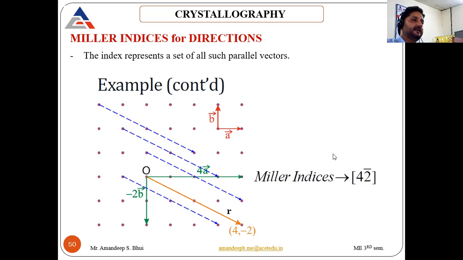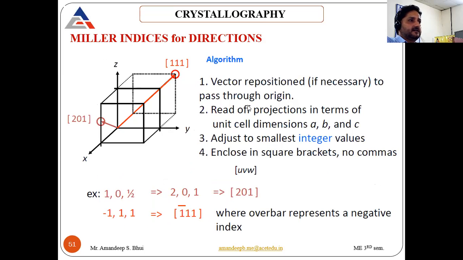So this means we need to define one Miller index for the unit cell, and that will represent all the directions and the planes that are parallel to that unit plane in the unit cell. This is how we calculate.